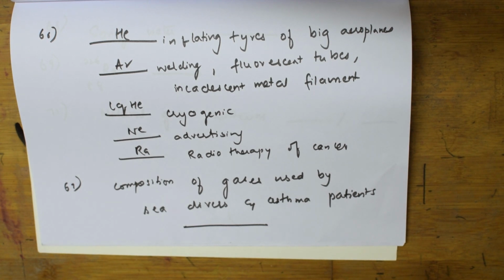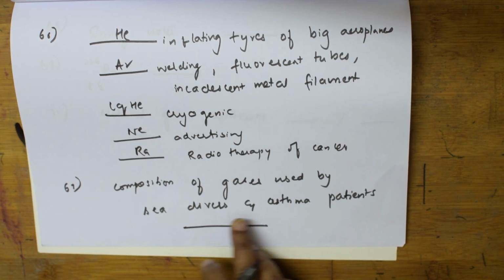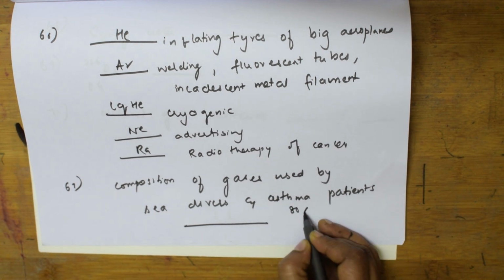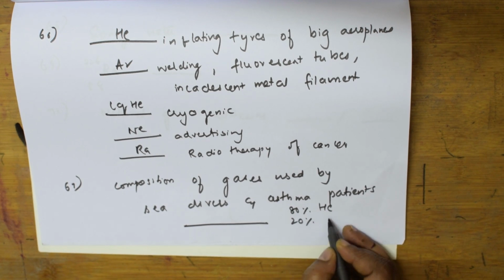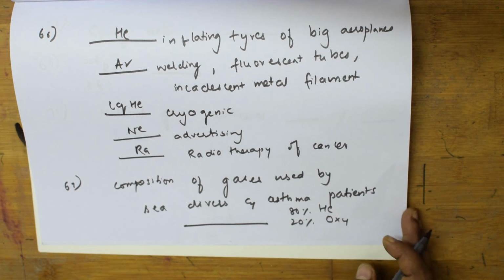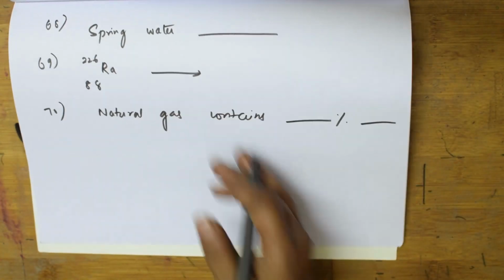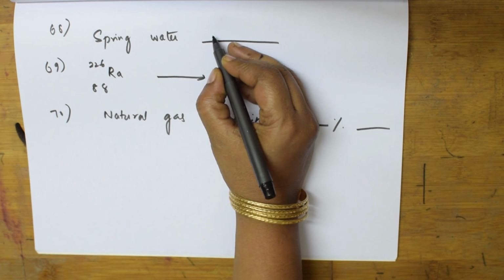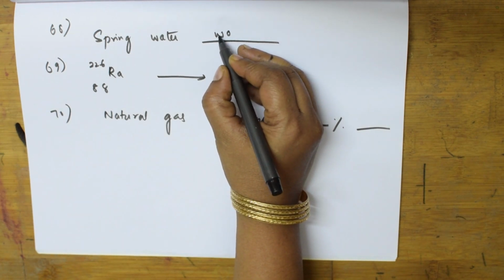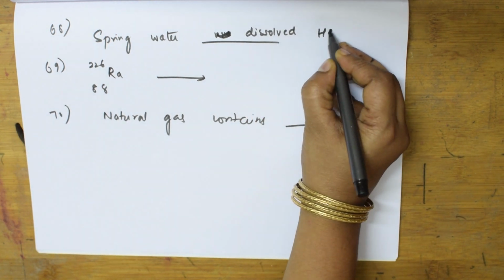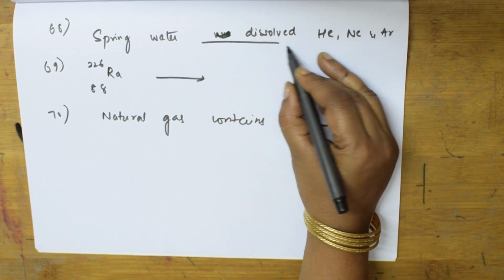Next one, what is the composition of gases used by sea divers and asthma patients? Whenever sea divers are there, what is the composition of gas they use in the cylinders? That is what they're asking. So the composition is, remember, 80% helium, 20% oxygen. So instead of ordinary oxygen, to prevent the bends, they use these two in combination. Let us see the 68th question. Next, spring water. Okay, what is spring water? Spring water is nothing but water with dissolved helium, neon and argon. This is spring water, right?